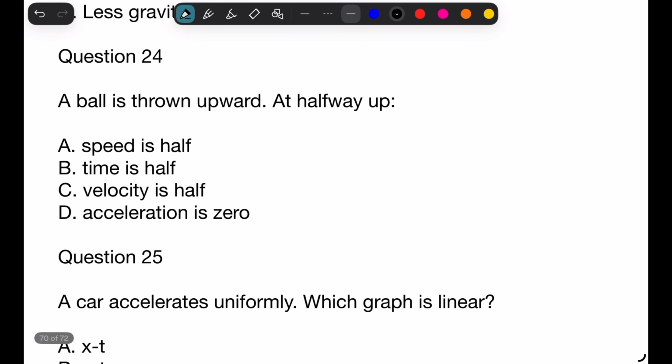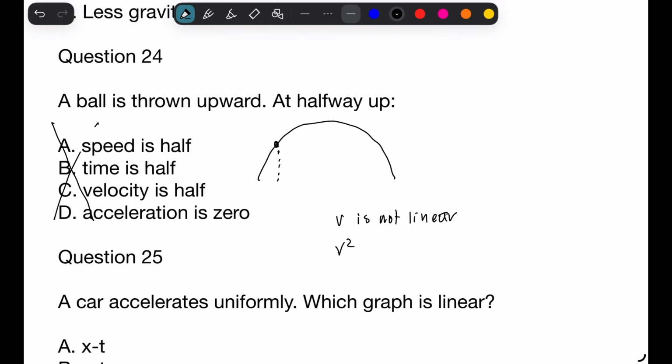A ball is thrown up. At halfway up, what's the speed? Well, we have time symmetry. If you're going to be halfway in height, that means that half of your height is here. That's because your V is not linear. V is squared. So for 24, what we have is that none of these are guaranteed to be true.